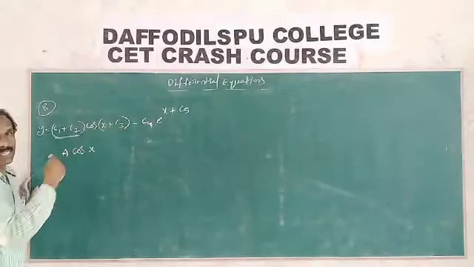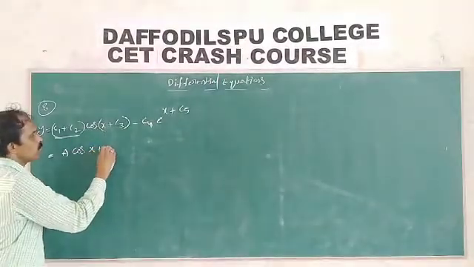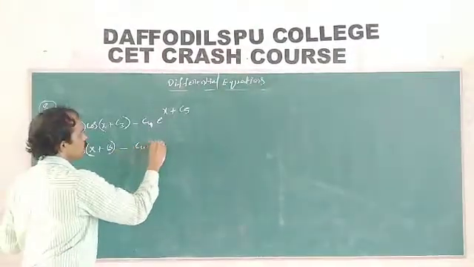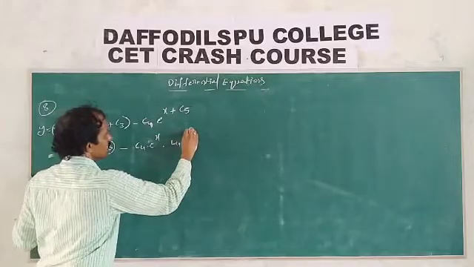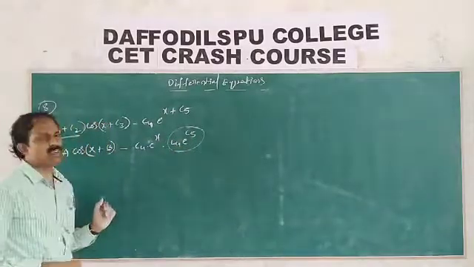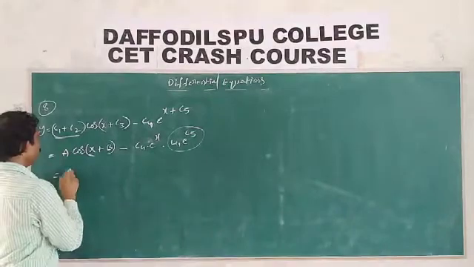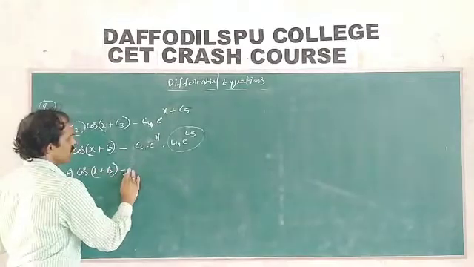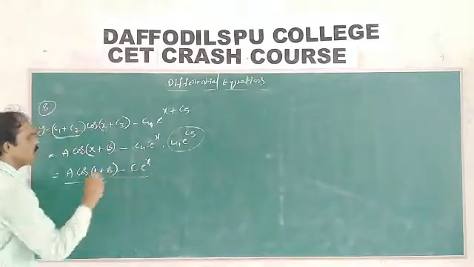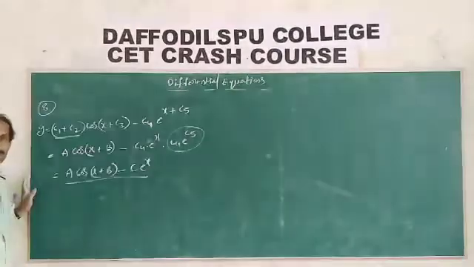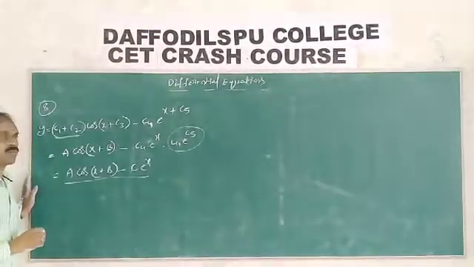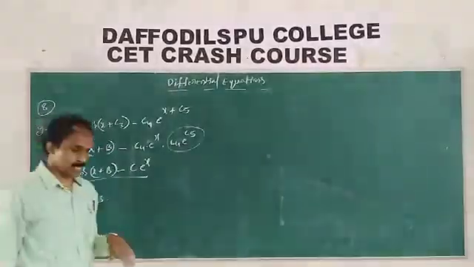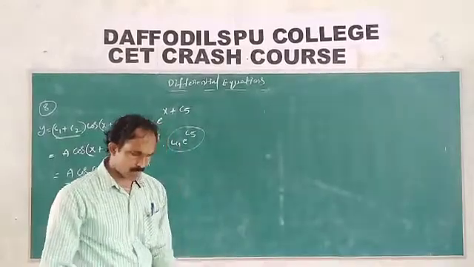Cos x, it is not possible to split that. This is also one more constant. c4 into c5, so the total is a constant and this is also a constant. Therefore, a into cos x plus b minus capital C into e power x. So how many constants are there? 1, 2, 3. So 3 times it is possible to differentiate. Therefore, order is equal to 3. So the second option is the correct answer.